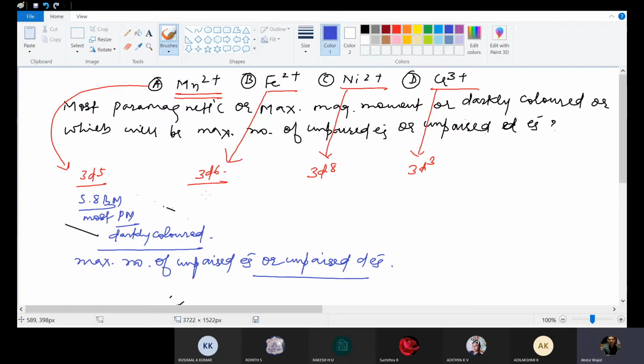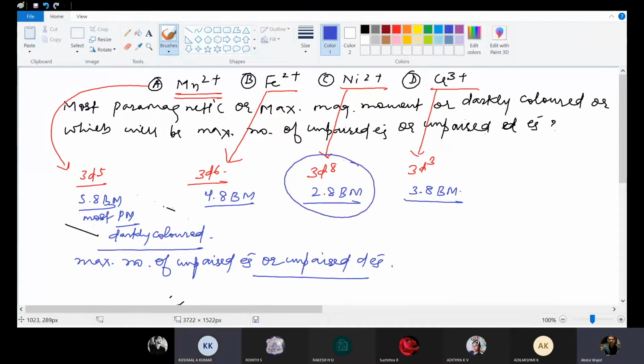This will be having 4.8 BM, 4 unpaired electrons only. This will be having 2.8 BM, 2 unpaired electrons. This will be having 3.8 BM, 3 unpaired electrons. So this will be least paramagnetic.